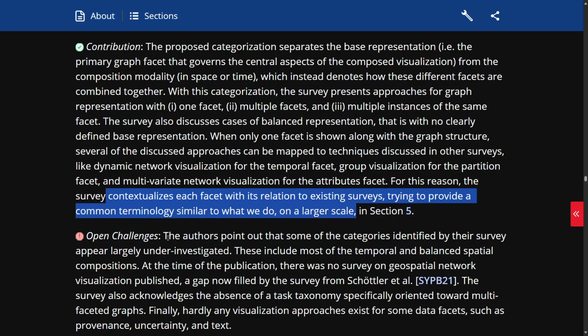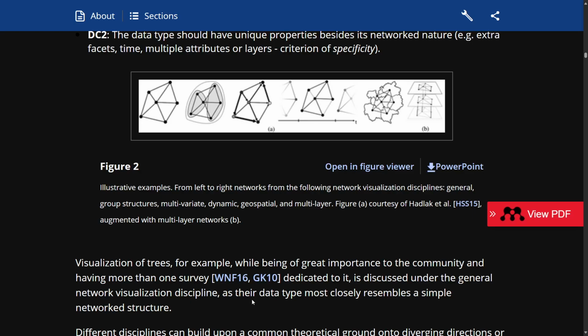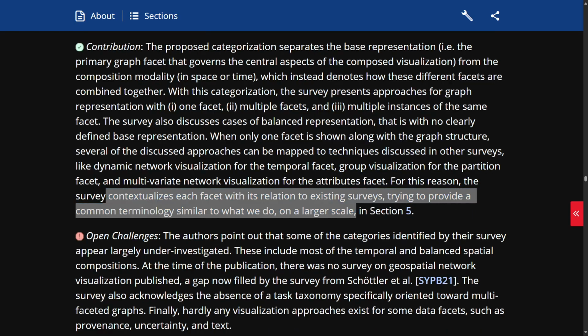In Section 5, Open Challenges, the authors point out that some of the categories identified by their survey appear largely under-investigated. These include most of the temporal and balanced spatial compositions. At the time of the publication, there was no survey on geospatial network visualization published, a gap now filled by the survey from Skodler et al., SIPI 21. The survey also acknowledges the absence of a task taxonomy specifically oriented toward multifaceted graphs. Finally, hardly any visualization approaches exist for some data facets, such as provenance, uncertainty, and text.